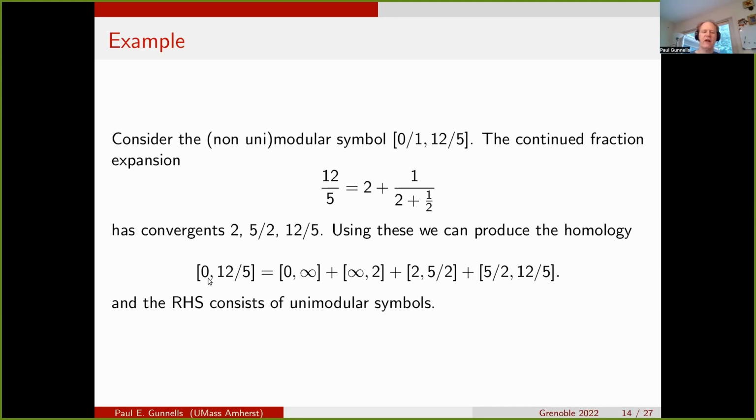Well, it'd be nice if I had taken the time to draw a picture, but unfortunately I didn't. So this guy is going from 0 to 12 over 5, and you can see that this is just running along cusps, along edges in the tessellation, making its way over from 0 to 12 over 5. Now, if you draw the picture yourself, you'll immediately believe that what I'm saying is true. But this works.